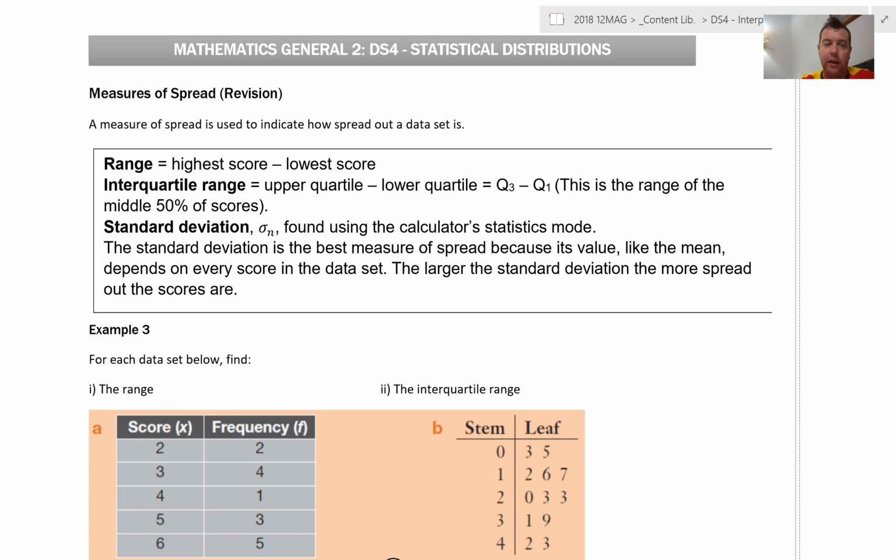The one thing I'm going to point out, we talk about standard deviation. There's a slightly different calculation for population and sample. We're just going to treat them both as the same. Okay? We're going to work with population statistics, sort of.